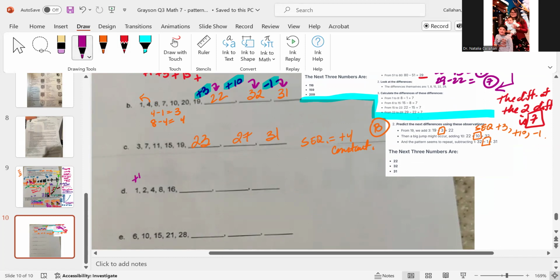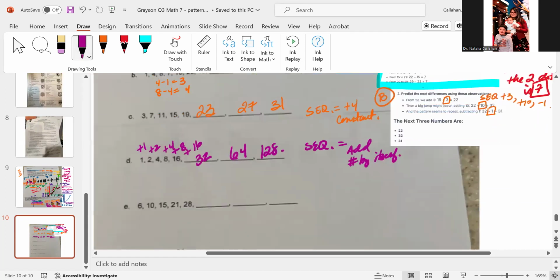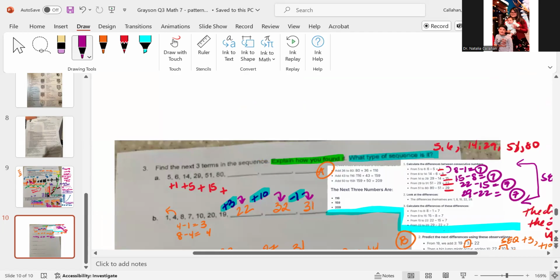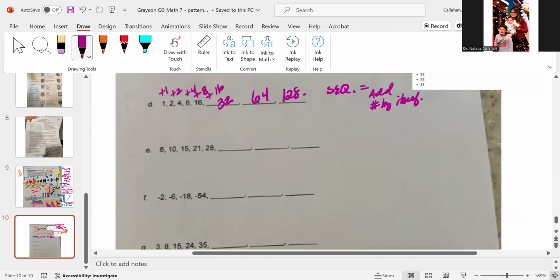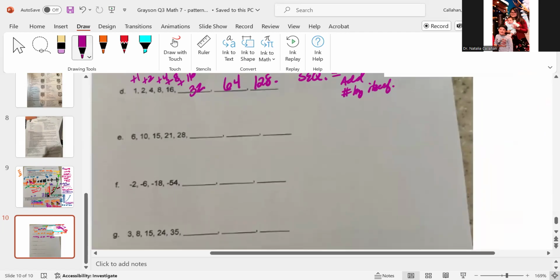What's your pattern? Oh, okay. Good. And then make sure the sequence is you add the number by itself, right? Just write that down. You need to answer that question. There are two questions here. Explain how you found it in words and then the sequence. You could do that later.